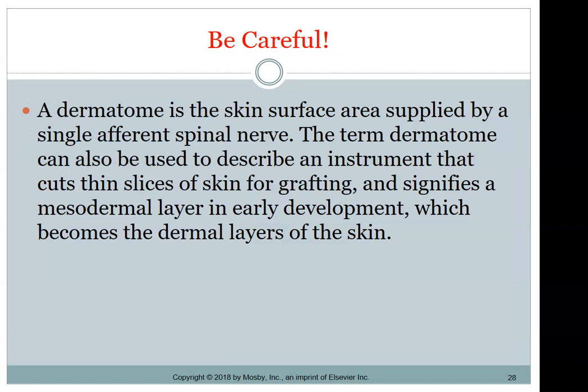Be careful. A dermatome is the skin surface area supplied by a single afferent spinal nerve. The term dermatome can also be used to describe an instrument that cuts thin slices of skin for grafting and signifies a mesodermal layer in early development, which becomes the dermal layers of the skin.